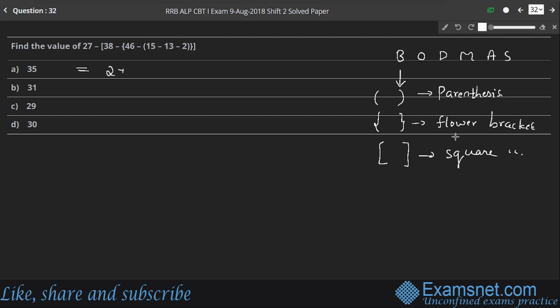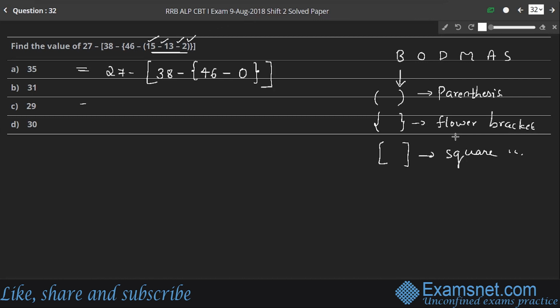So 27 minus, first we need to remove the parenthesis part, which is inside the flower bracket. The square bracket part will be as it is, 38 minus, even the flower bracket part will be as it is. Let us first remove the parenthesis part: 15 minus 13 minus 2, which is equal to 15 minus 15. Inside the bracket also, we have an operation which is subtraction, so directly go for that. 15 minus 13 is 2, minus 2 is 0. Therefore, we have 0 inside the parenthesis. Close the flower bracket, even close the square bracket.